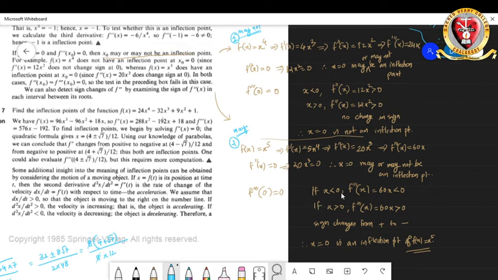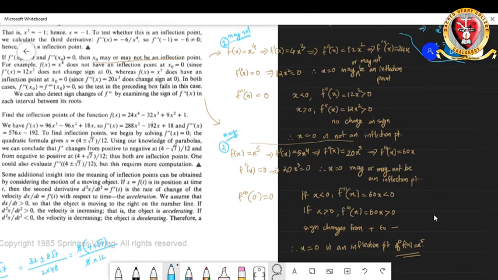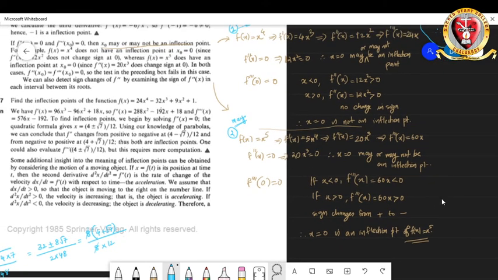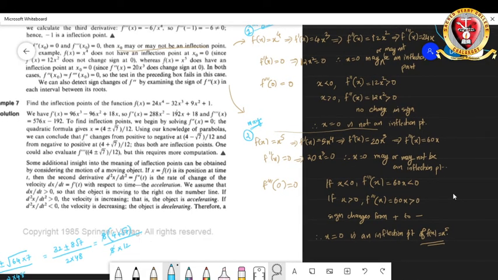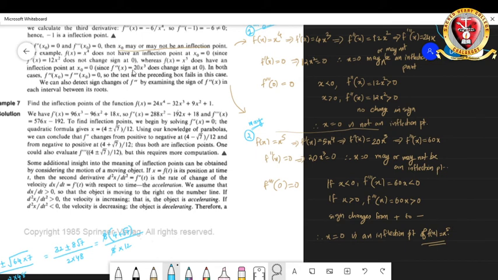Now you take x strictly less than 0. So that means f triple dash of x is equal to 60x. That will be definitely strictly less than 0. Also, if x is strictly greater than 0, f triple dash of x is equal to 60x is strictly greater than 0. That means the sign is changing from negative to positive. There is a change in sign for this f triple dash. So here you get that x is equal to 0 is an inflection point of the function f of x is equal to x raised to 5.